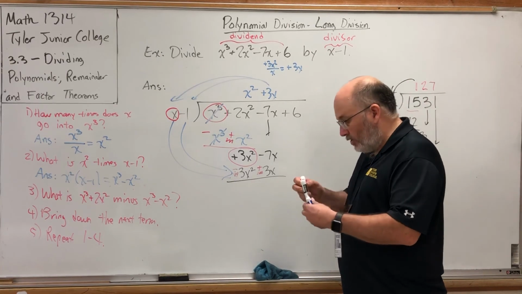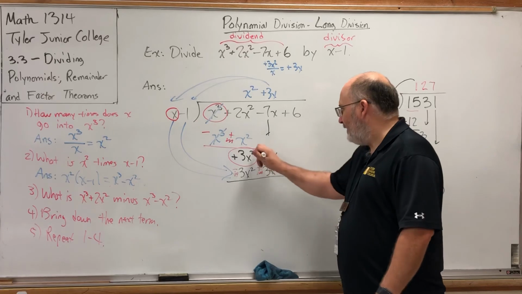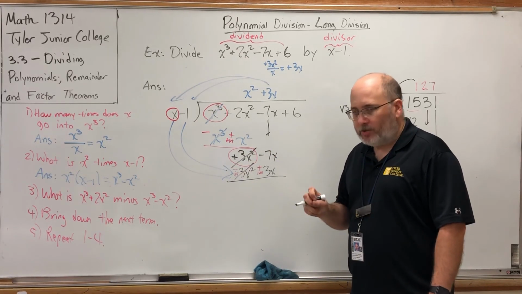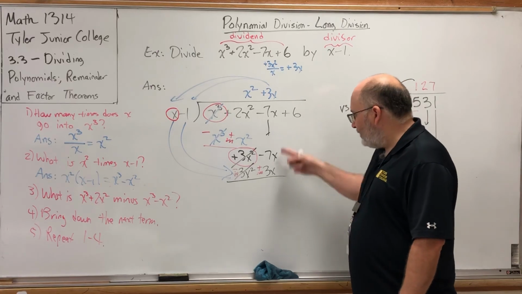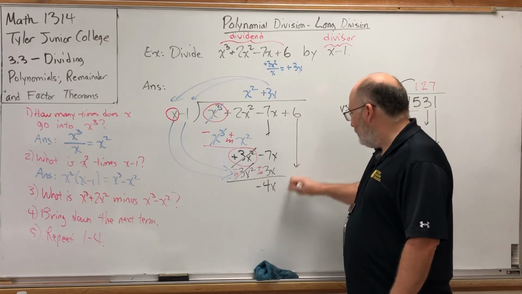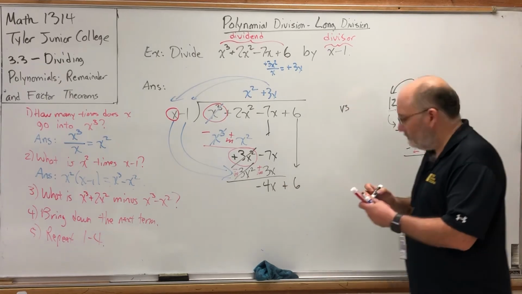The x squared terms cancel. Again, if the leading terms don't cancel when you're subtracting, something went wrong. And for the x terms, when we combine them, we get negative 4x. And let's bring down the plus 6. And do it one more time.